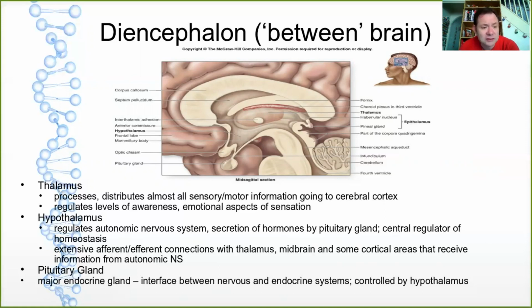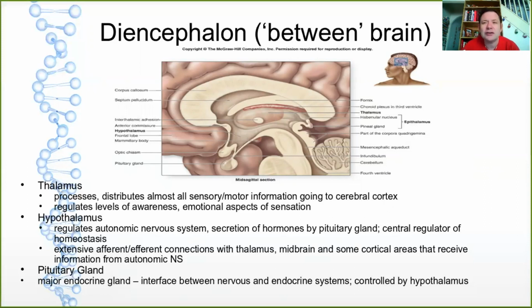Okay, so the thalamus processes and distributes almost all sensory motor information going to the cerebral cortex, regulates levels of awareness, and the emotional aspects of sensation as well, the emotion associated with a particular sensation. The hypothalamus regulates the autonomic nervous system and the secretion of hormones.